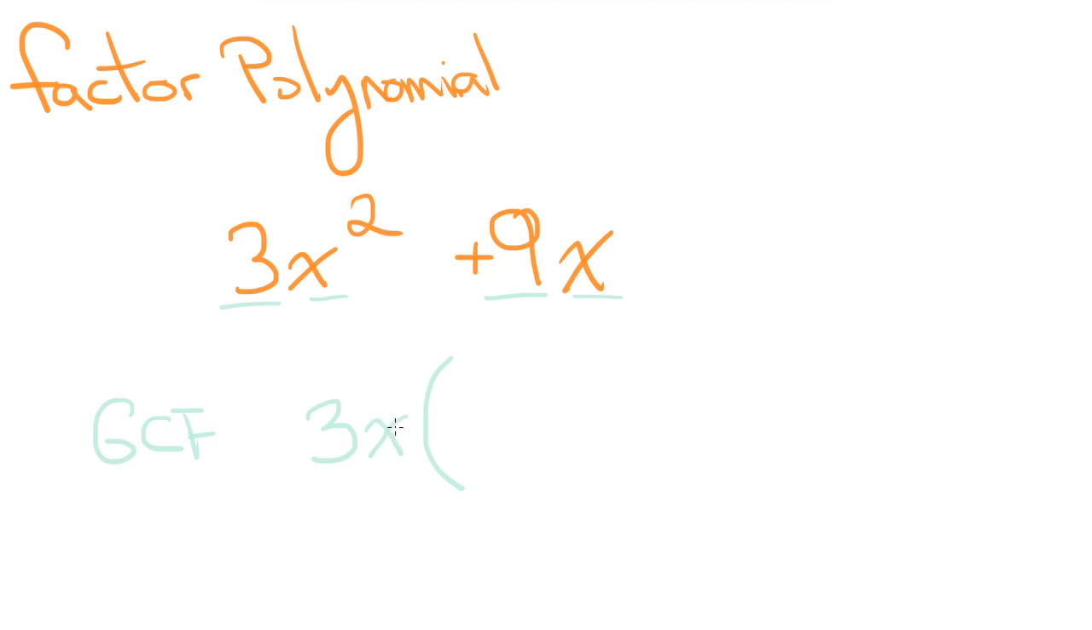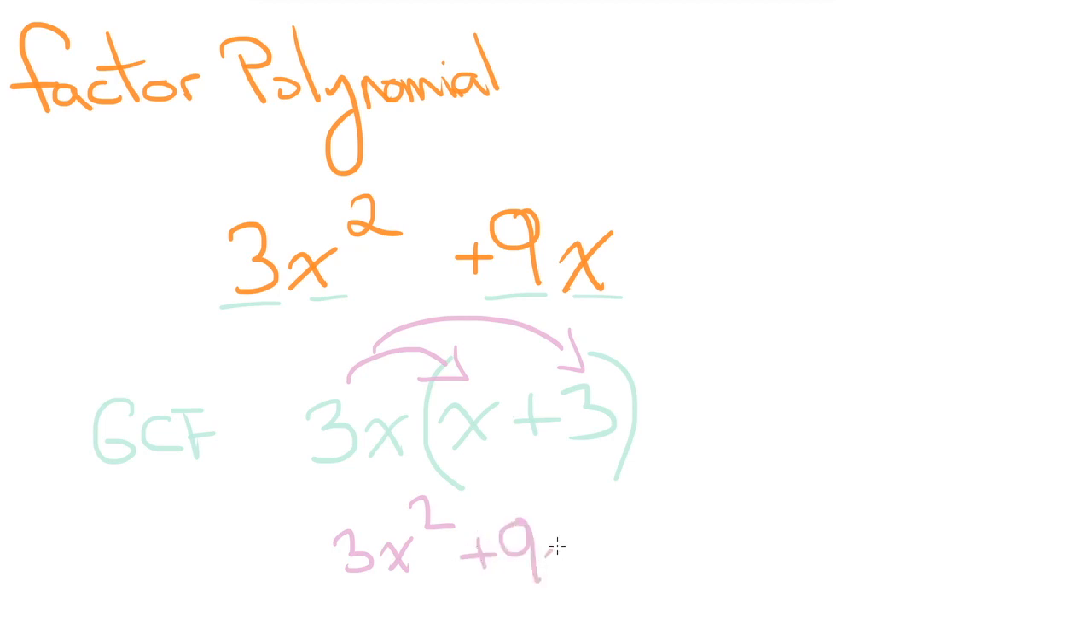So then what's left over for this one? Well, what's left over is 3x times what is 3x squared? x. And 3x times what is 9x? 3. And that's what you would end up getting. Now, the great thing is you can always go back and check. If I multiplied this again, 3x times x, did I get 3x squared? Yes. And 3x times 3, did I get 9x? Yes. So yay, I did it right.